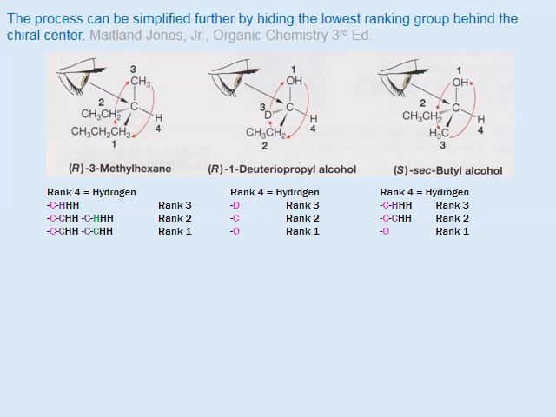For S-sec-butyl alcohol, we place rank 4 hydrogen behind the chiral center. With atomic number 8 for oxygen, the hydroxy group gets rank 1. Then we move on to rank the other 2 groups. By comparing carbon to carbon, we have a tie. In the second round of elimination, the methyl group gets rank 3, because the next bound atoms are all hydrogens, while the remaining group has a carbon bound to it. This last group gets rank 2.